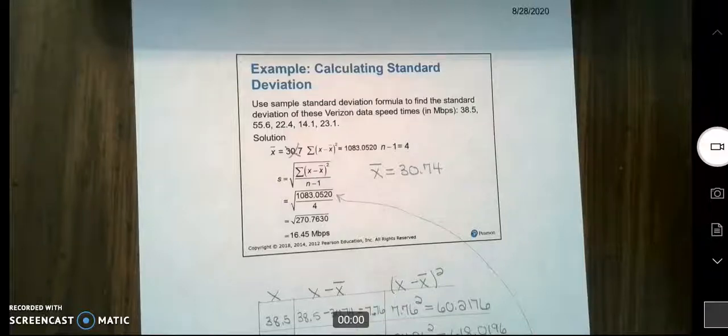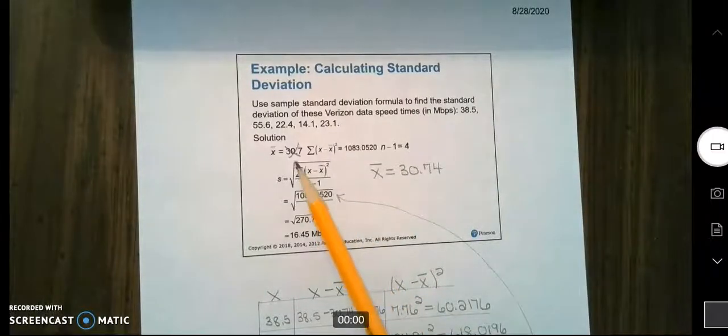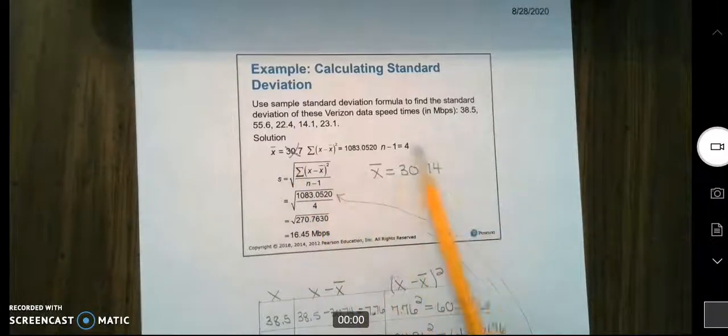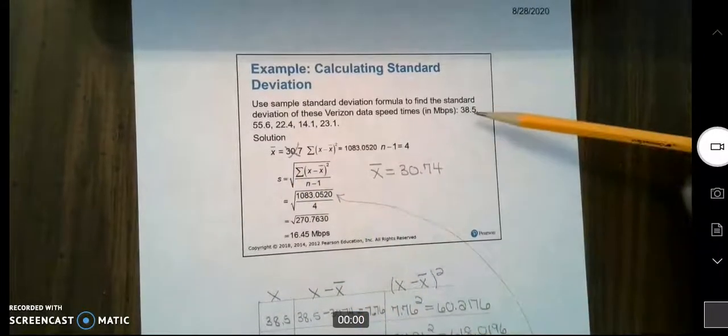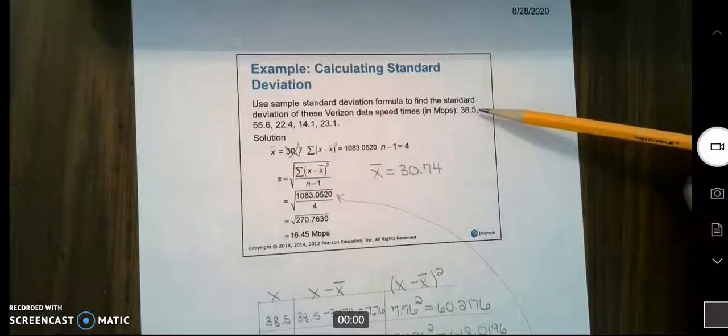Hi, this is an example from the PowerPoint. I was going to show you how to calculate the standard deviation by hand. There is a typo in the PowerPoint. The mean should be 30.74. So if you want to pause and read this information, you can, and then come back.